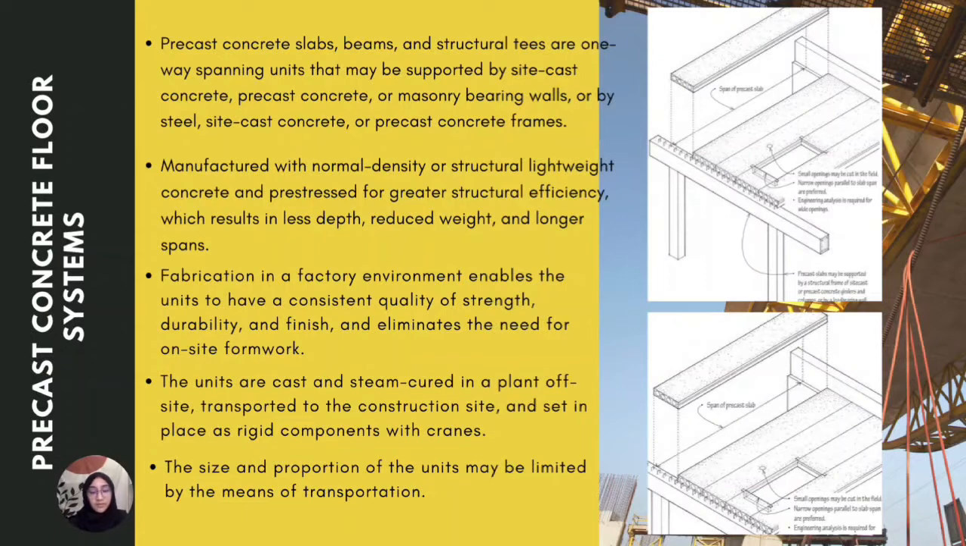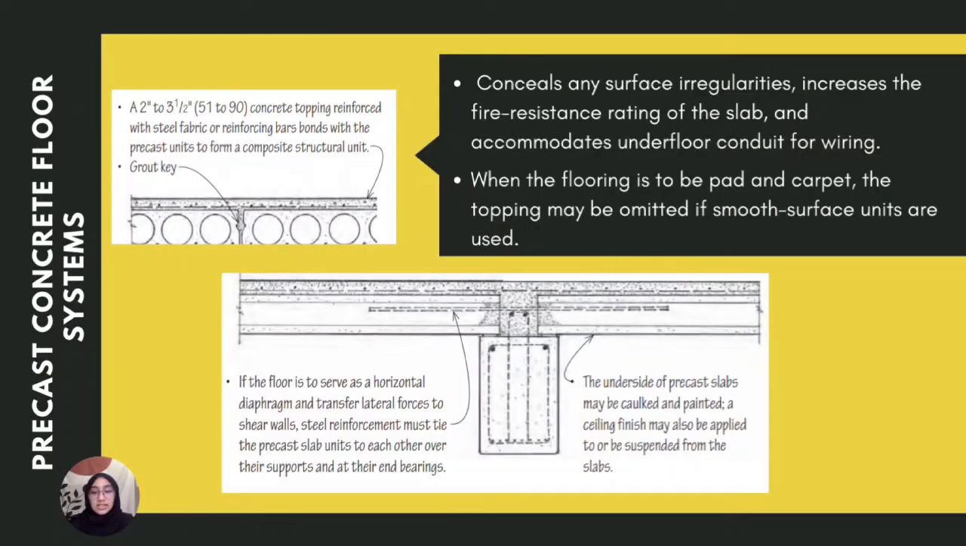Fabrication in a factory environment enables the units to have consistent quality of strength, durability, and finish, and it also eliminates the need for on-site formwork. The units are cast and steam cured in a plant off-site, transported to the construction site, and set in place as rigid components with cranes. The size and proportion of the units may be limited by the means of transportation. The topping conceals any surface irregularities, increases the fire resistance rating of the slab, and accommodates underfloor conduit for wiring. When the floor is to be padded and carpeted, the topping may be omitted if smooth surface units are used.